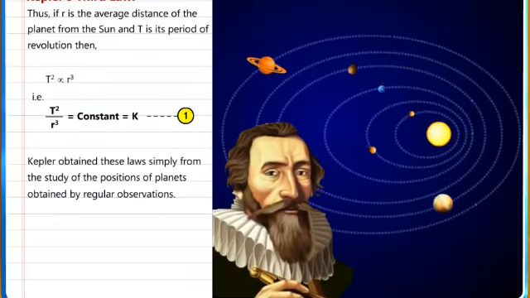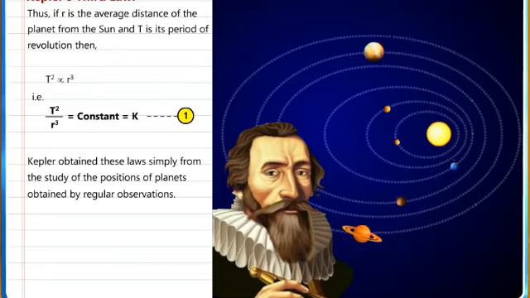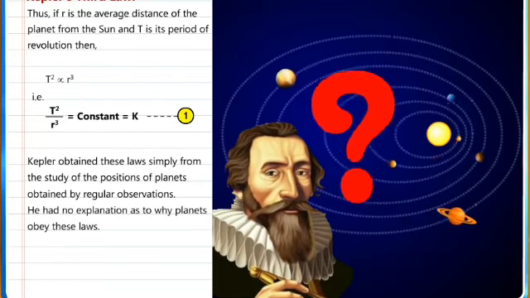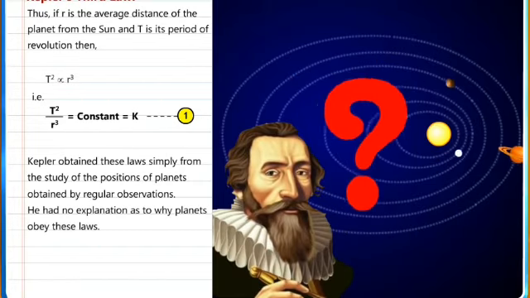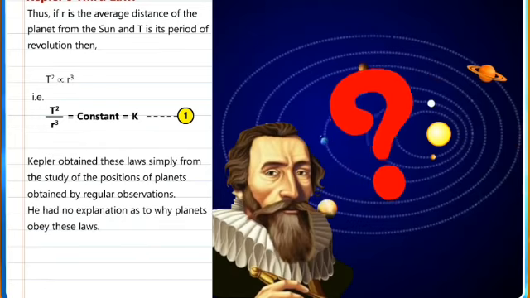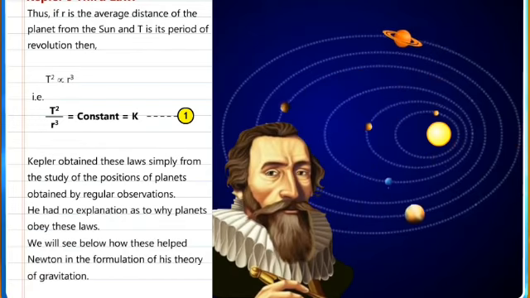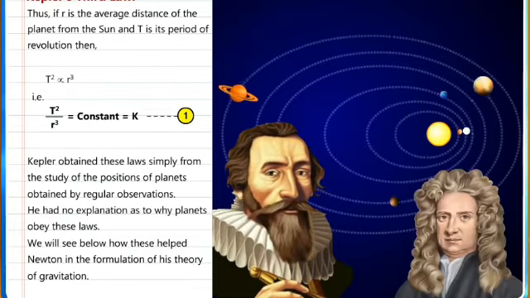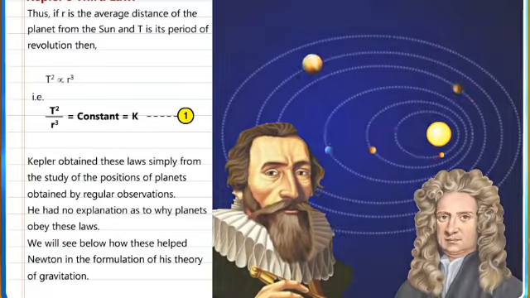Kepler obtained this law simply from the study of positions of planets obtained by regular observation. He had no explanation as to why planets obey this law. We will see below how this helped Newton in the formulation of his theory of gravitation.